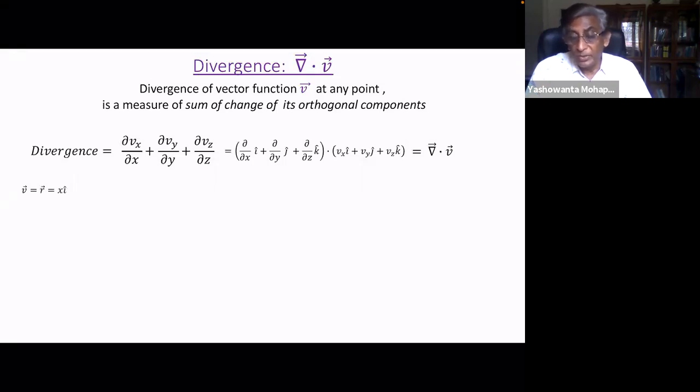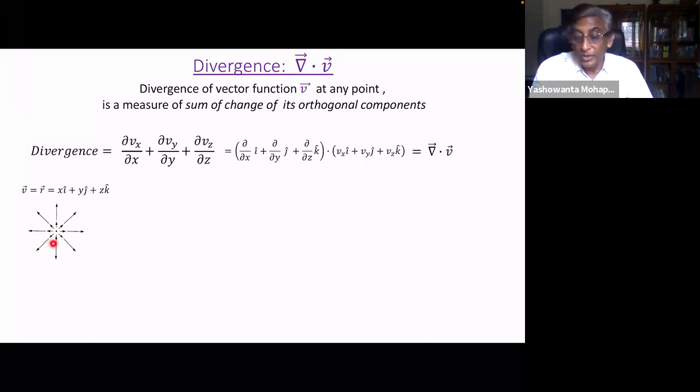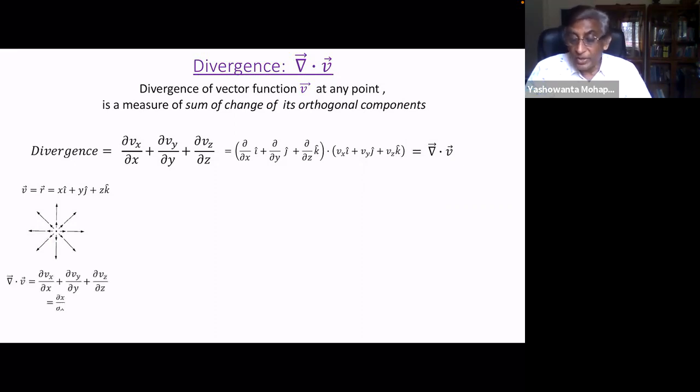Suppose, let's take an example. Let's say V is equal to r, which is x i hat, y j hat, and z k hat. We have just plotted it a few slides back. This is a cartoon picture, a two-dimensional representation, while in reality it is three-dimensional. Now what would be its divergence? We can calculate it, just operate. Each term will give us delta x by delta x, delta y by delta y, plus delta z by delta z, and hence divergence is the scalar quantity 3.